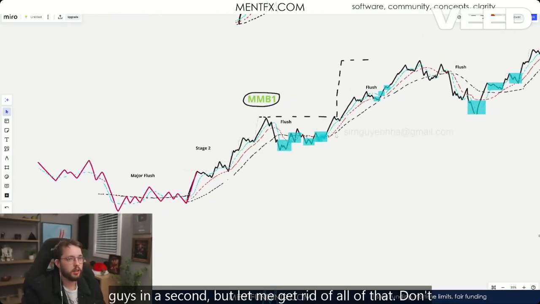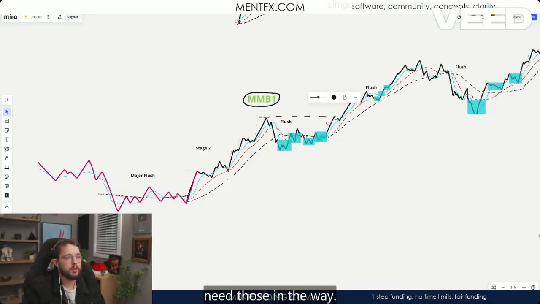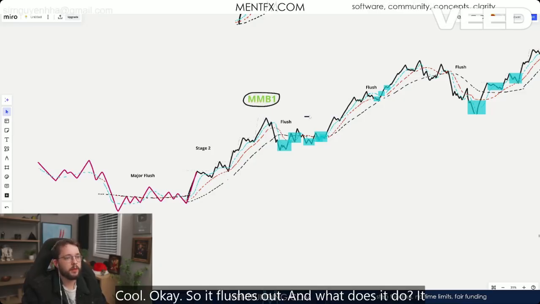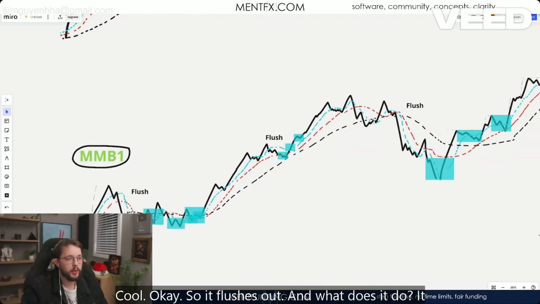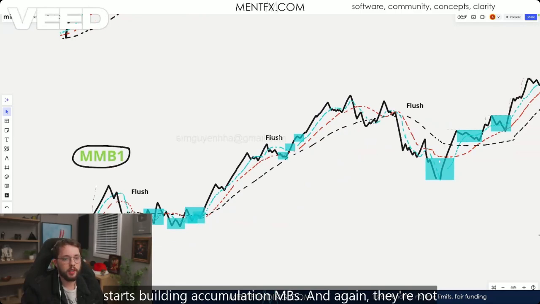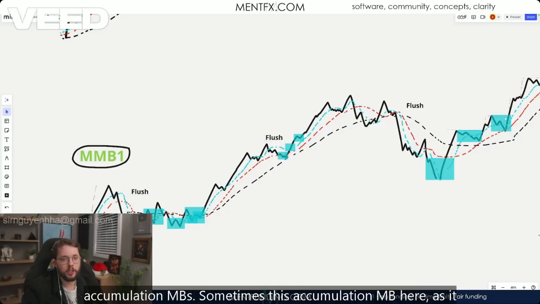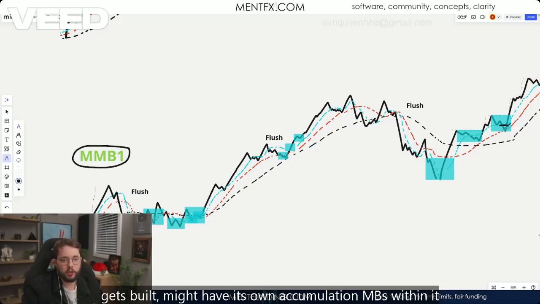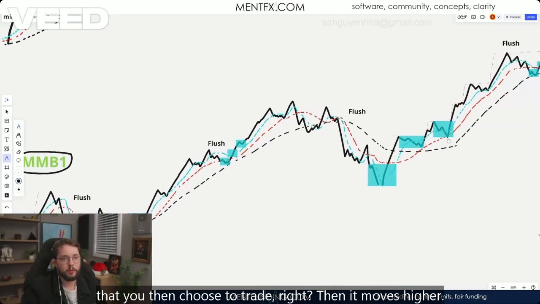But let me get rid of all of that. Don't need those in the way. Cool. Okay, so it flushes out. And what does it do? It starts building accumulation MBs. And again, they're not always going to be perfect the way they're going to be built, the way they're going to happen. You get new accumulation MBs. Sometimes this accumulation MB here, as it gets built, might have its own accumulation MBs within it that you then choose to trade, right? Then it moves higher.